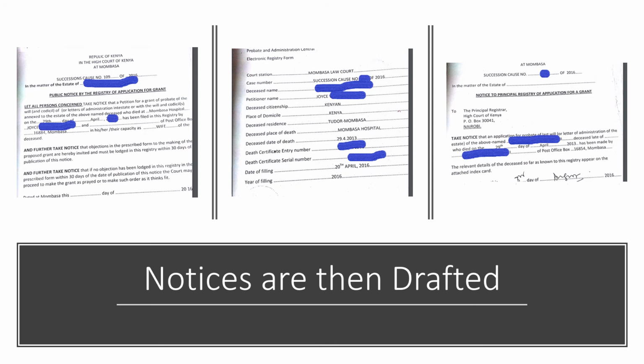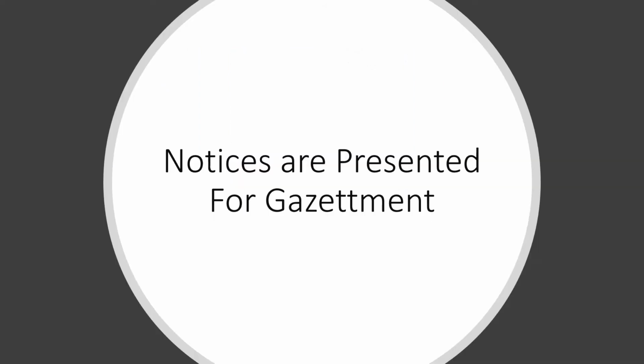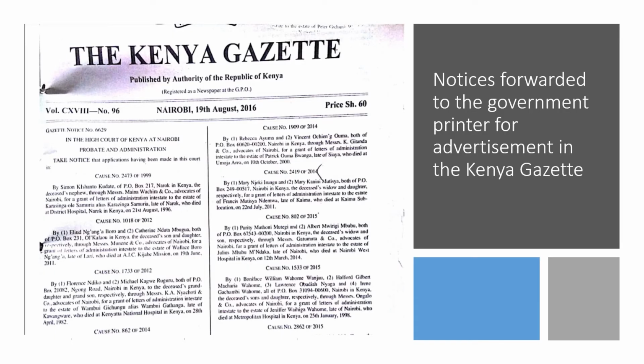And if you look at the first notice, in fact, we can read it. It says, let all persons concerned take notice that a petition for a grant of letters of administration intestate has been filed. It has been filed at this registry, and it has been filed by this person in the capacity of wife. And then what do you do with this notice? You take it for gazettement in the Kenya Gazette. So this is not just the daily newspapers, it's the Kenya Gazette.